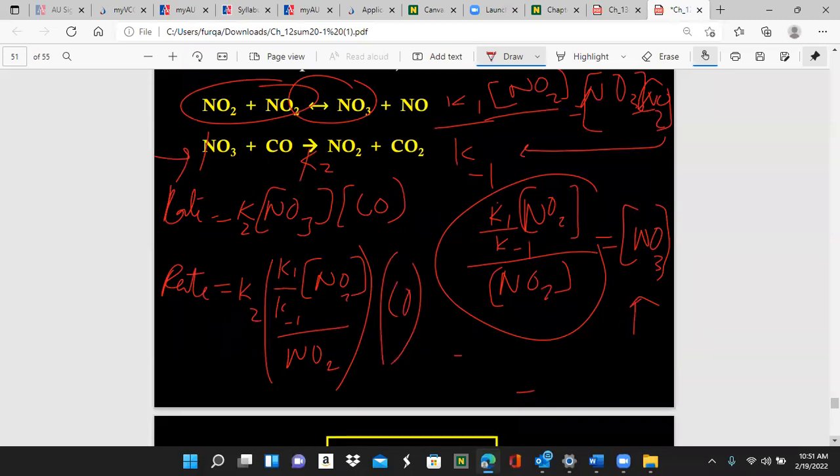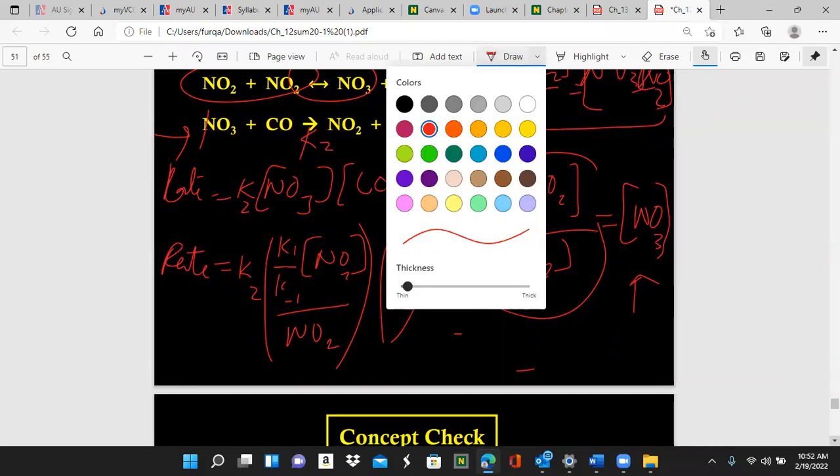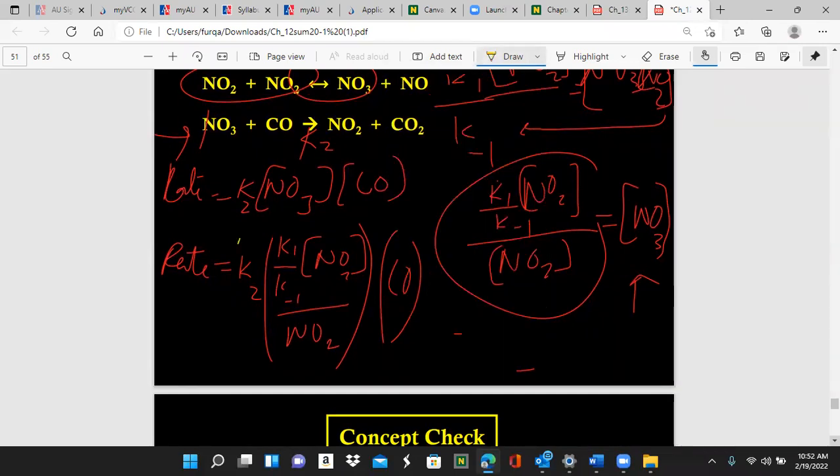So we can sort it out. We can say that all this that I have here, which is K, this thing here, let's fish that out just to make it simple. We can give it another name. We can call it K. So K is equal to K2 K1 over K minus 1. So we can just replace all of that with K.